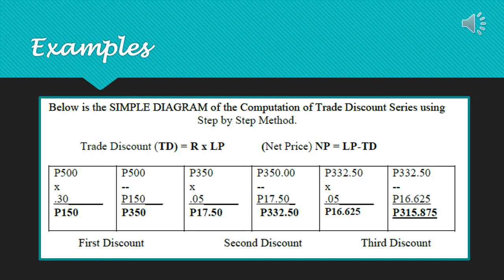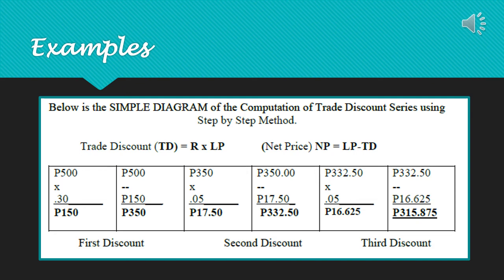So, ito yung way how to use the step-by-step method. So, since 5 kilos yung bibili niya, we have the list price as 500 pesos. So, tandaan natin tong formula na to. Ito yung gagamitin natin, yung sa trade discount, R times LP, and the net price, LP minus TD.